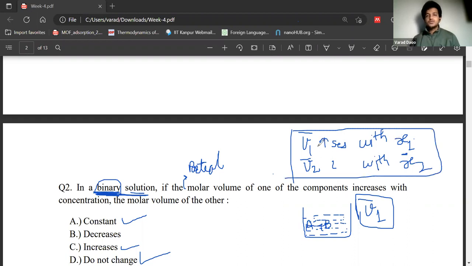One hint which I will give is that V1 bar is increasing with x1, right? That means the partial derivative of V1 bar with respect to x1 is positive, since x1 is increasing. That means it has to do something with this, right? It is going to be positive.